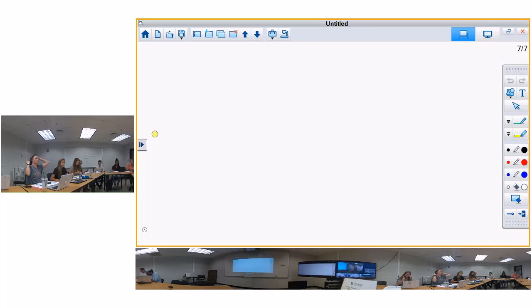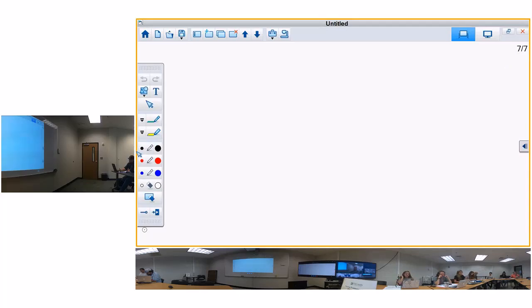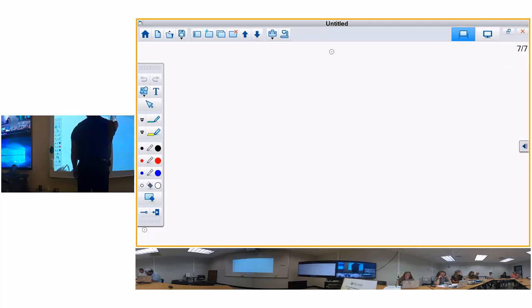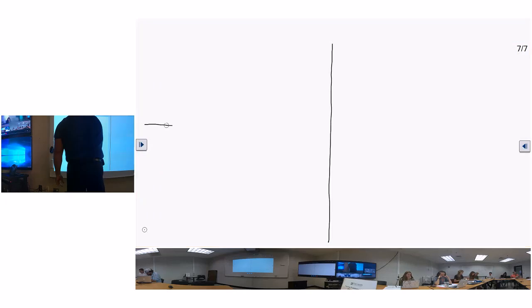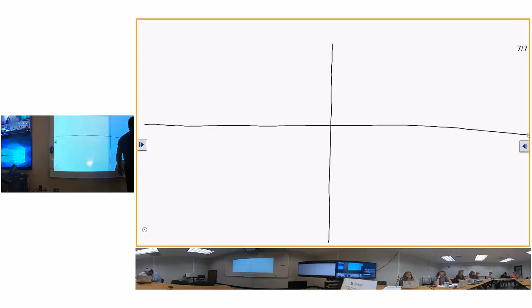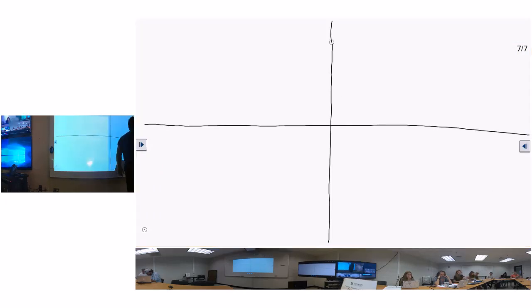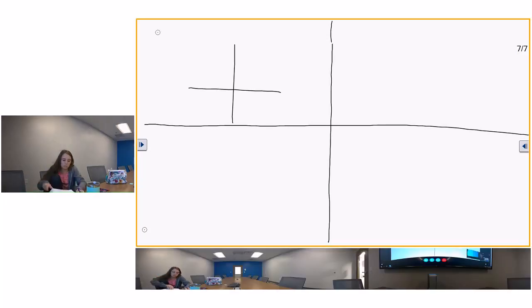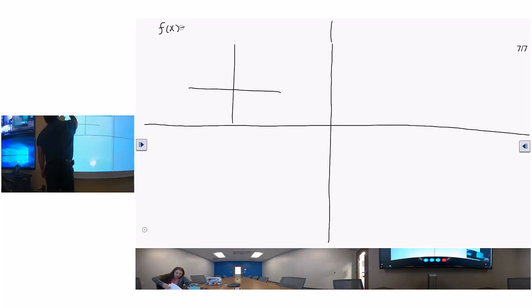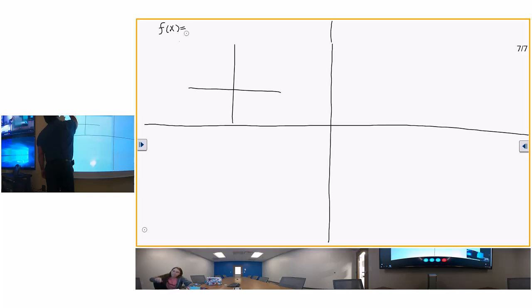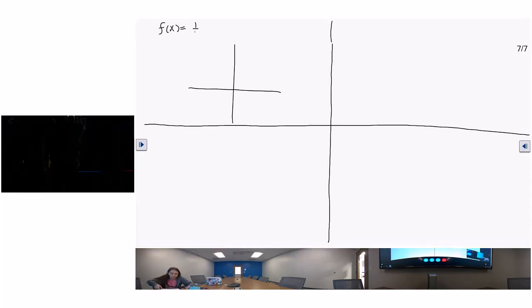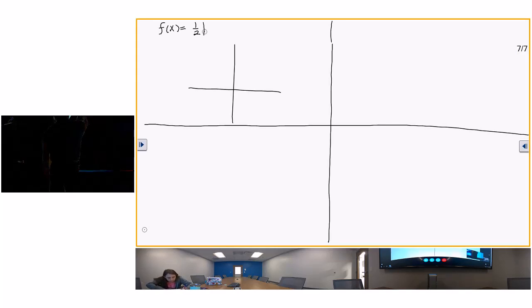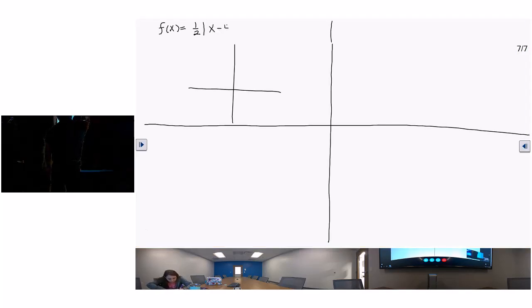First one, and I'm going to draw. This is your notebook paper. Yours is portrait. Mine is landscape. I'm going to put a graph in each one. I want you to do the first one. F of x is equal to 1/2 absolute value of x minus 4, plus 2.